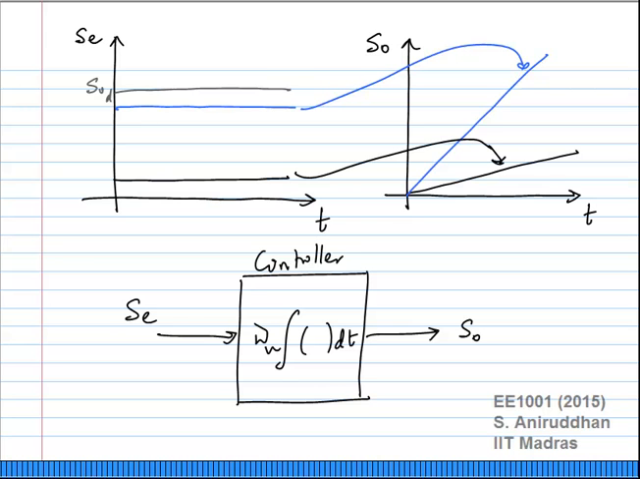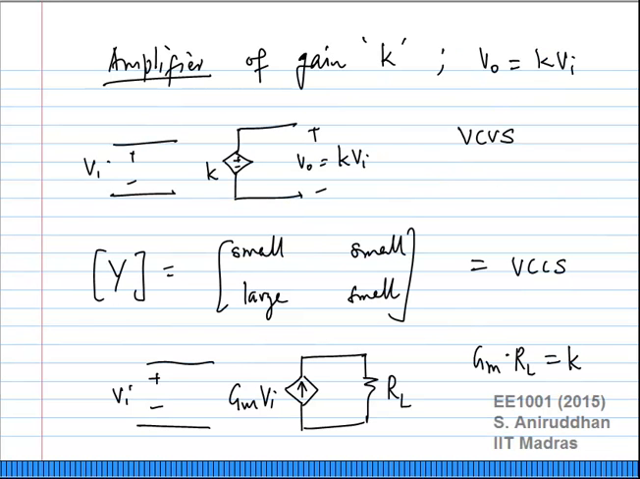Now let us say that we want to actually build an amplifier of gain K. So we basically have an input voltage Vi. The desired value is K times Vi. We want to drive the output to K times Vi. So this is what we want to achieve at the end of the day.